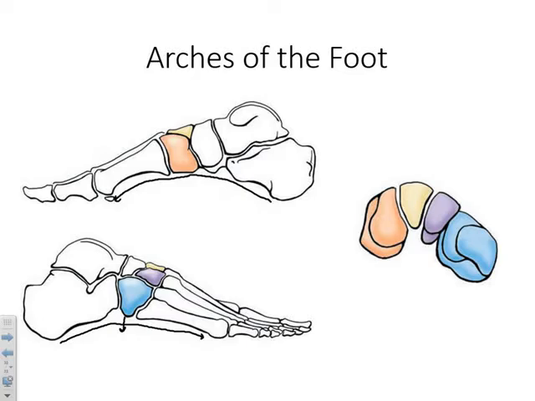Here we have the transverse arch. This is a transverse cut through the distal row of tarsal bones, showing the medial, intermediate, and lateral cuneiforms as well as the cuboid. And because of their wedge-shaped appearance, they're responsible for creating this archway in a coronal plane.